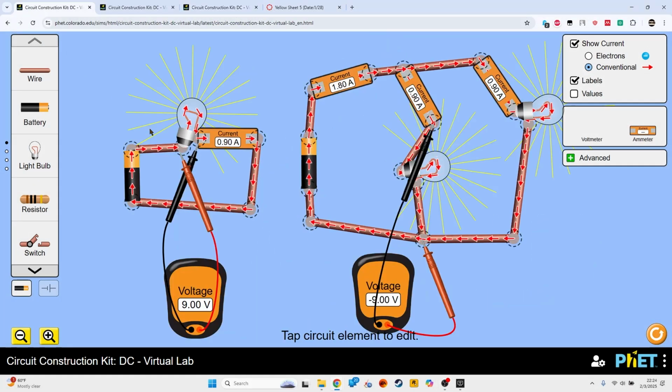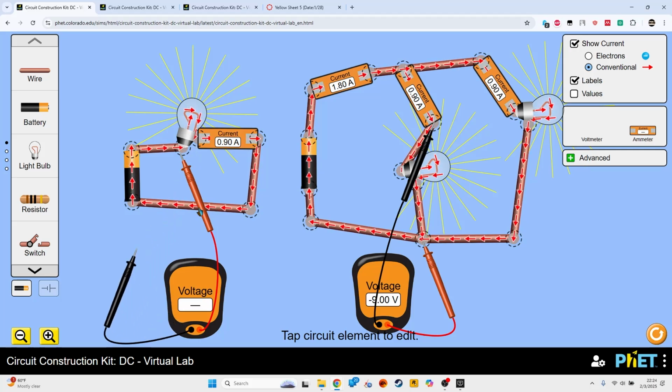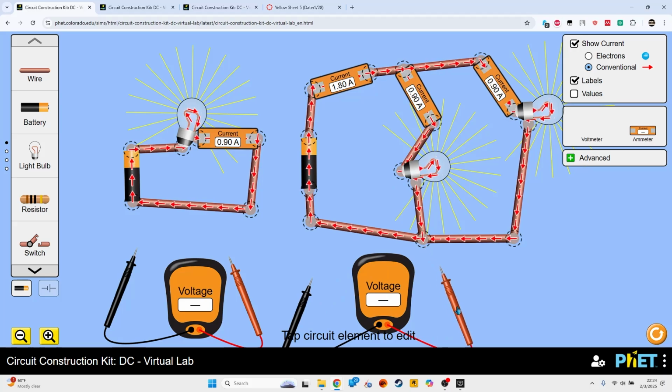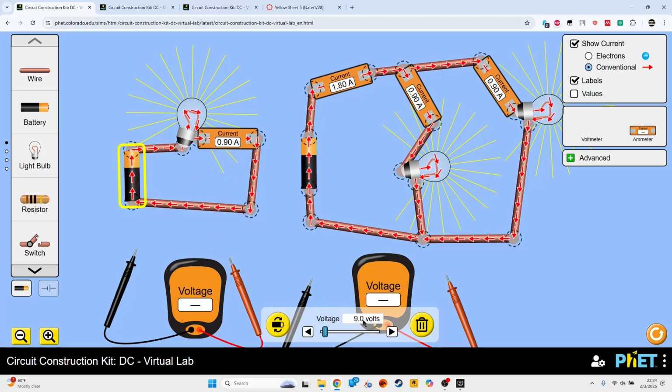This is an example of a series or simple circuit and a parallel circuit. I'm just going to remove everything extra for a second. For example, let's look at the left one. I have a current meter here and a battery here. The battery voltage is 9 volts. The battery is powering this bulb, and the current in the circuit is 0.990 ampere.